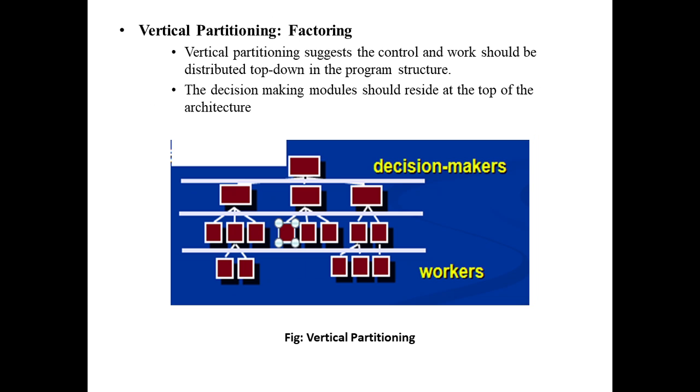The next is vertical partition. Vertical partition suggests the control and work should be distributed top down in the program structure. So level by level they are separated. The decision making modules should reside at the top of the architecture.